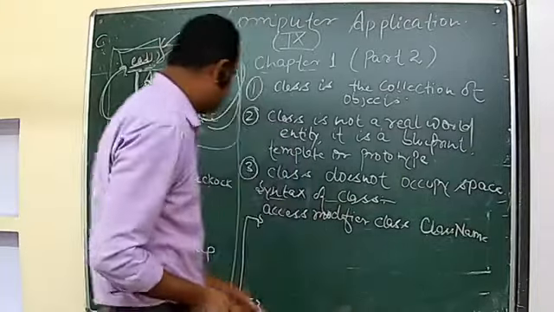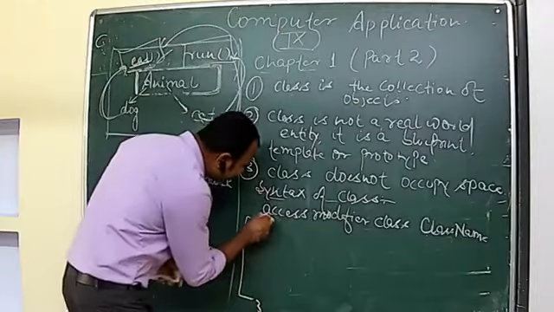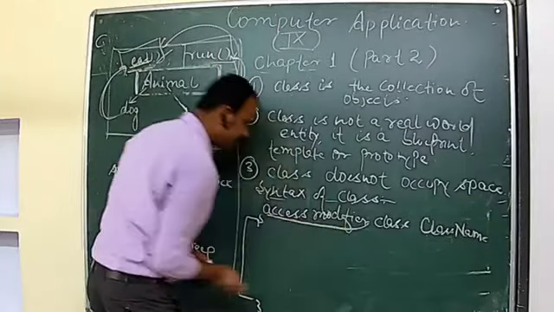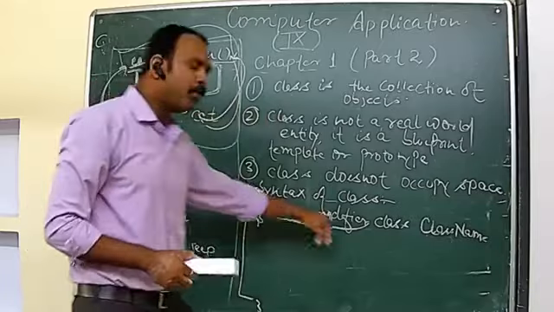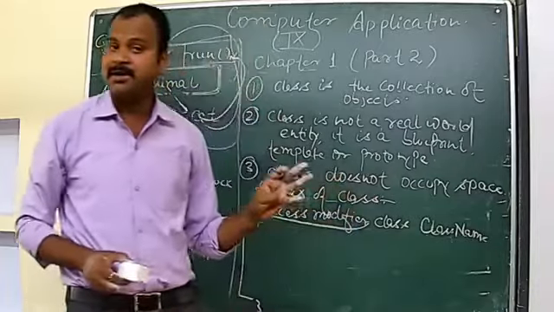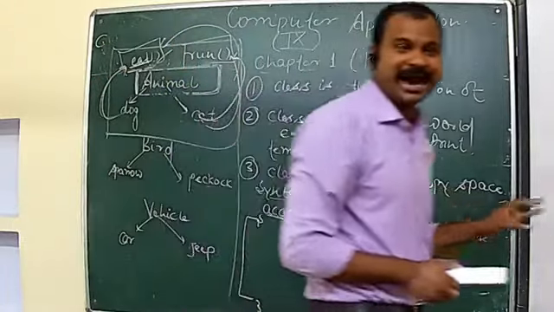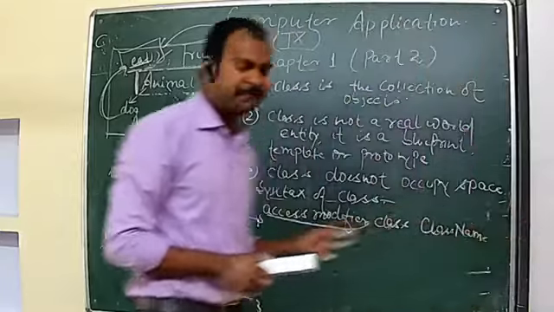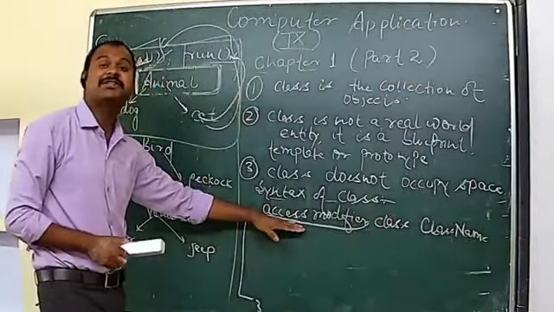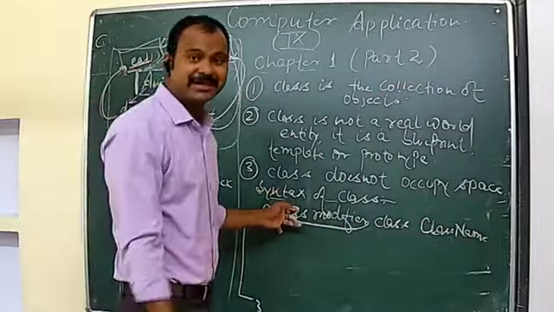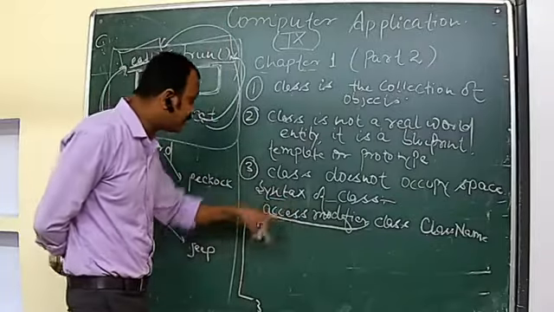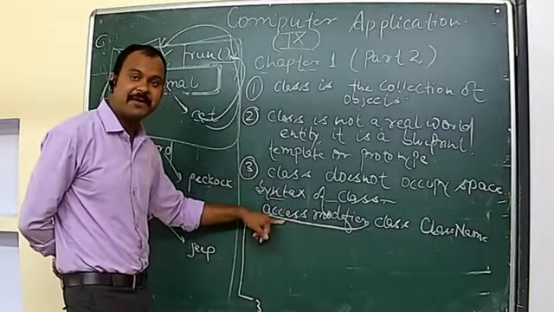So access modifier is your public, private, protected and default. Clear? So this we'll discuss more deeply in the later chapters in the encapsulation part. But right now we are well aware of public and the default one.